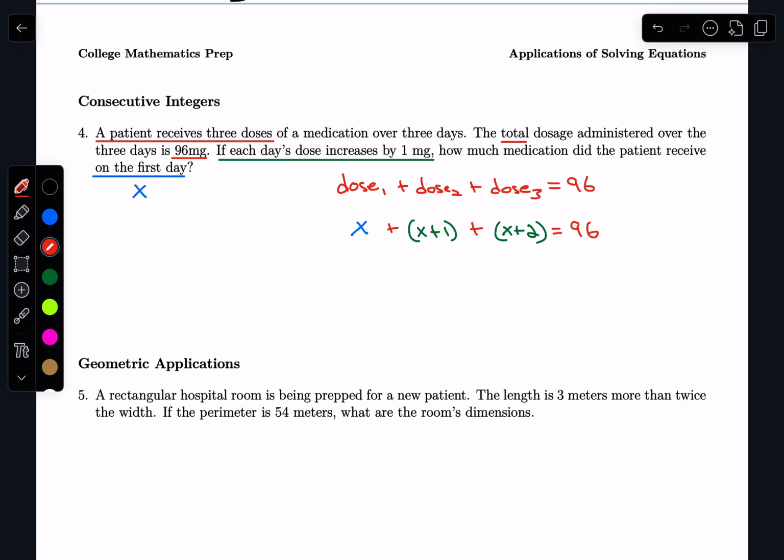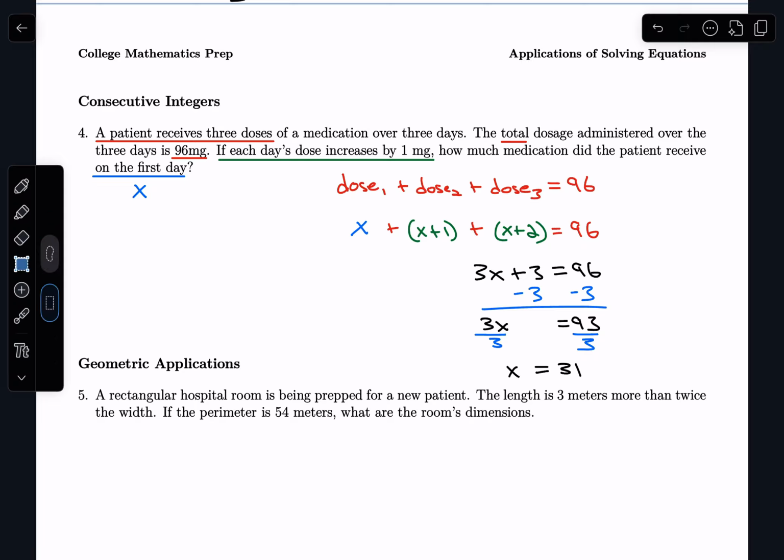Now this equation is not going to be too bad to solve at all, because those parentheses that I put there are strictly so you could see what each dose is, but they don't actually affect our addition here. So when we combine like terms, we can put all the x's together to get 3x. 1 plus 2 gives me 3, and this equals 96. Now, just a 2-step equation, so we are going ahead and subtract 3 from both sides. That's going to give us 3x equals 93. And we'll divide both sides by 3 to end up with x is equal to 31.